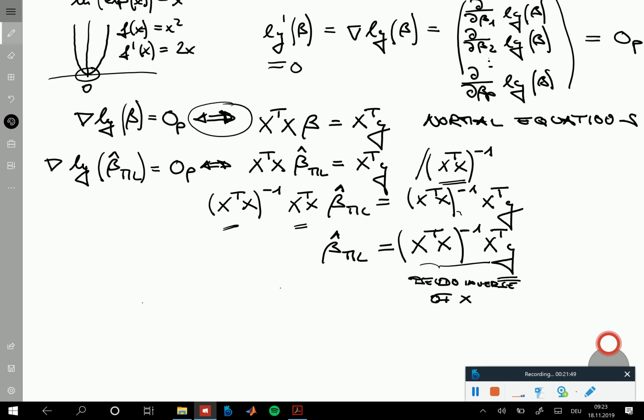Solving the normal equations then gives a formula for the beta parameter, and that's our beta parameter maximum likelihood estimate. That means we already have our beta parameter maximum likelihood estimate. If you look into the script, I think after this section there's a discussion of why this is equivalent to ordinary least squares.